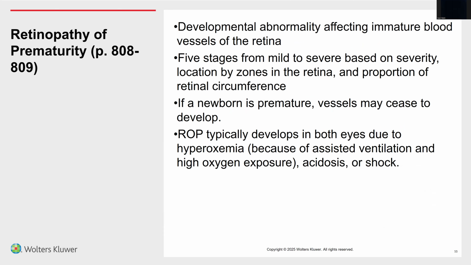Retinopathy of prematurity is the developmental abnormality affecting immature blood vessels of the retina. There are 5 stages from mild to severe based on the severity, location by zones in the retina, and proportion of the retinal circumference. If a newborn is premature, the vessels may cease to develop altogether. It typically develops in both eyes due to hyperoxemia, so giving high dose oxygen, or because of assisted ventilation. It can also develop due to acidosis or shock.